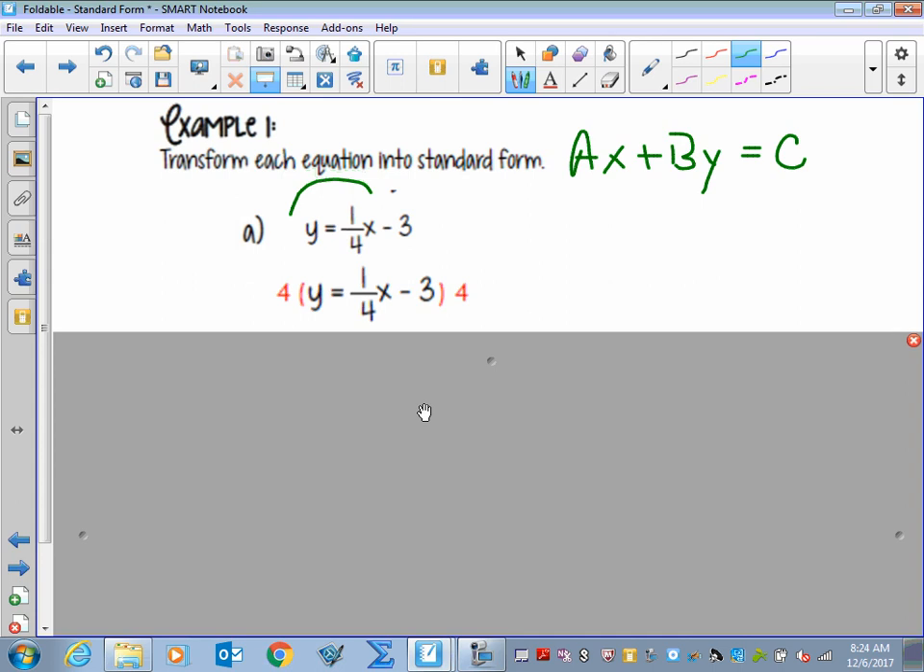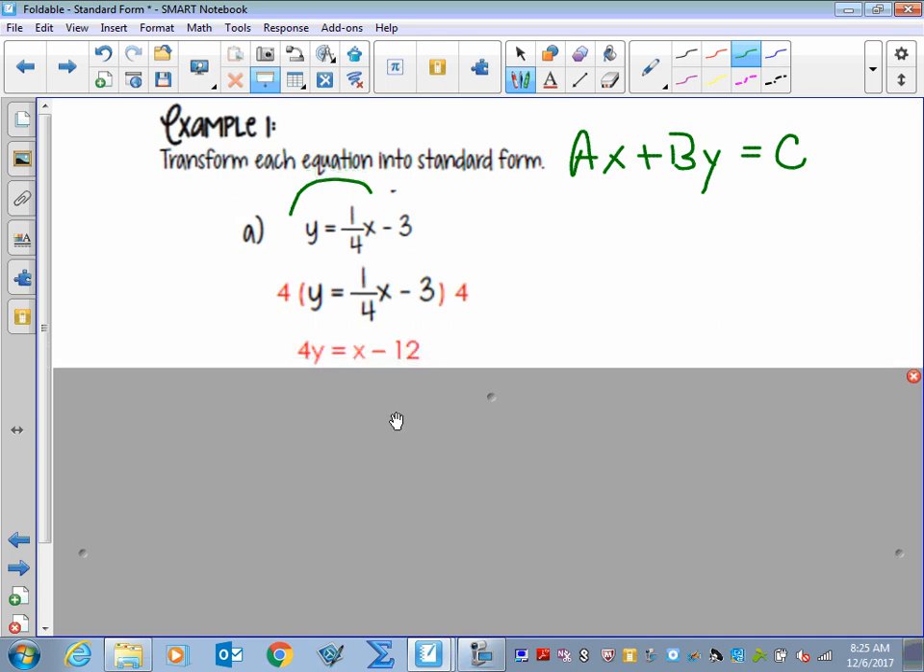Since I know that everything must be integers, we multiplied everything by 4. Why do we multiply everything by 4? Because that's the common denominator, and that's how you get rid of the 1/4. What is 1/4 times 4? 1. Your whole goal is to get rid of those fractions. So multiply everything by 4, and that gives you 4y equals x minus 12, because you're multiplying each term by 4, which eliminates the fraction. Remember, we have to have integers.